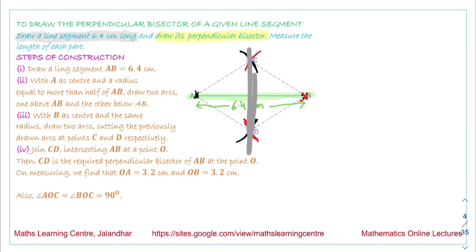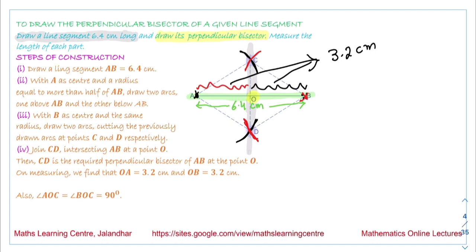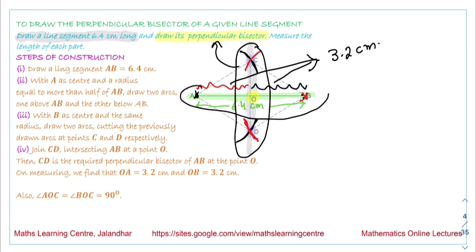Then we join these two points C and D, and the point where CD intersects the line AB, we call point O. Now these two lengths, AO and OB, when we measure them, their value is 3.2 centimeters, and this line CD is basically the perpendicular bisector of the line AB.